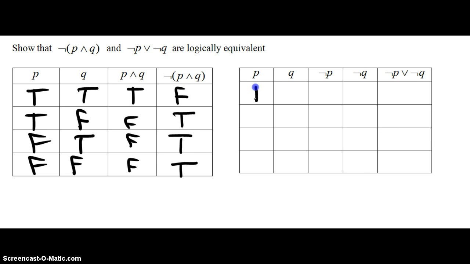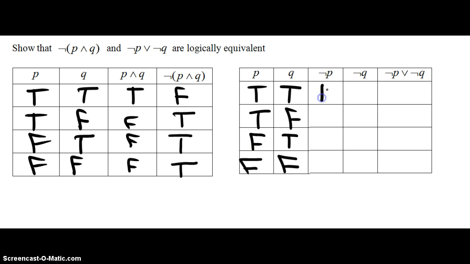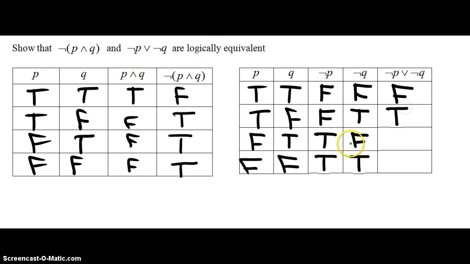Okay, let's fill this in quickly. True, true, true, false, false, true, false, false. Not P is just the opposite of this. False, false, true, true. Not Q is the opposite of this. False, true, false, true. And then this is an or both. This is or both. Hey, look, it's both.